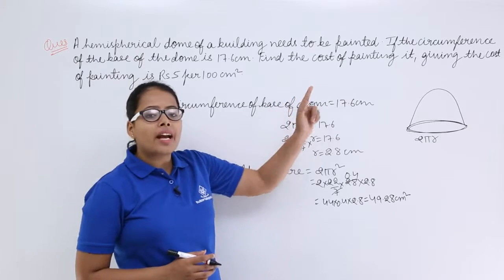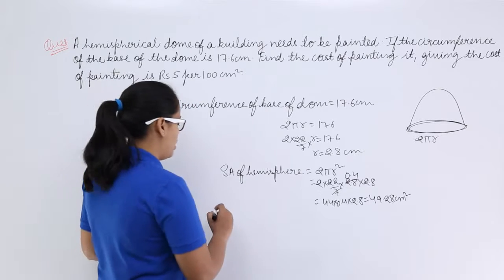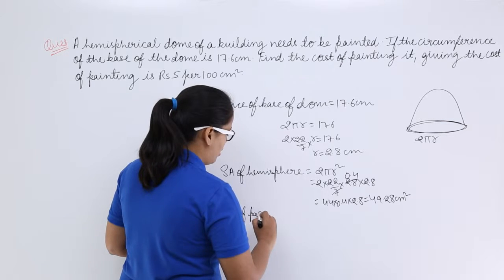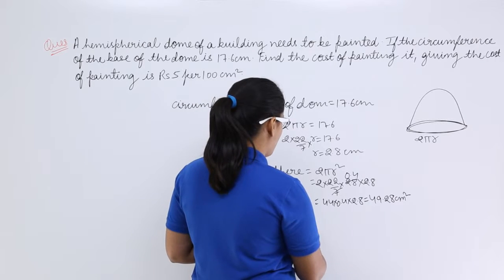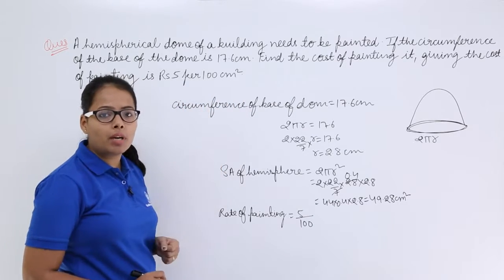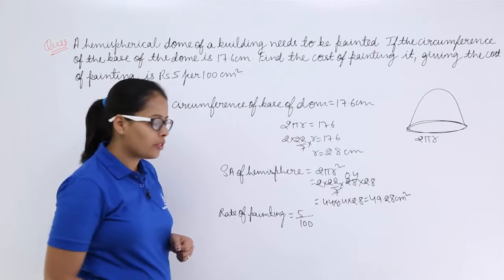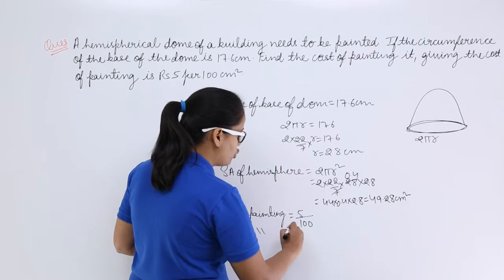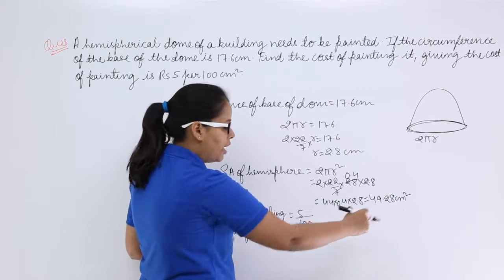Now, you need to find out the cost of painting. First of all, what you know about the rate? Rate of painting is rupees 5 for the area of 100 centimeter square. For the area of 100 centimeter square, it is costing rupees 5. Now you need to find out the cost of painting. Cost of painting will be the rate into the area of the hemisphere, which is 49.28.